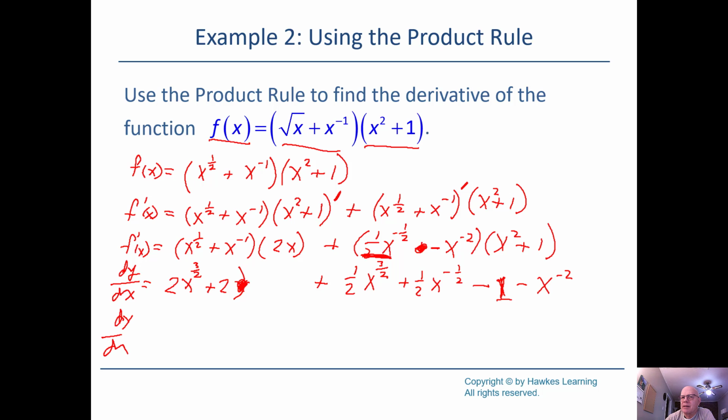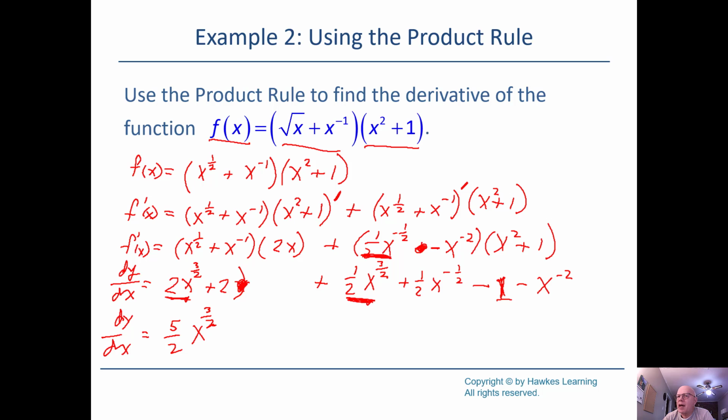Just copy that down. And let's see what we've got. dy dx. The largest exponent appears to be 3 halves. No, negative 2. Actually, that's going in the other direction. So we'll start with this one. We've got a pair of these x to the 3 halves, so we can add those together. 2 plus 1/2 is 5 halves. So 5 halves x to the 3 halves. And that's this and this. 2 plus 1/2 is 5 halves. There's a 2 there. Okay, so those are gone.